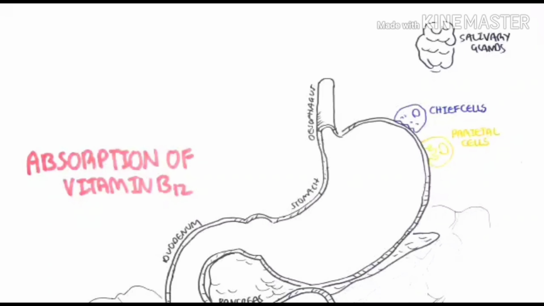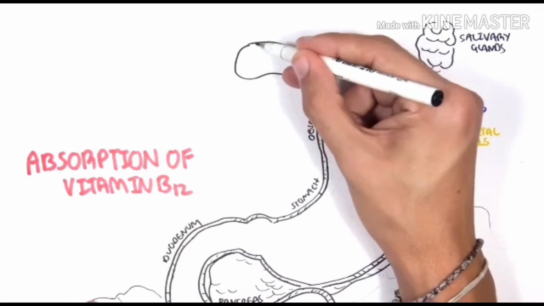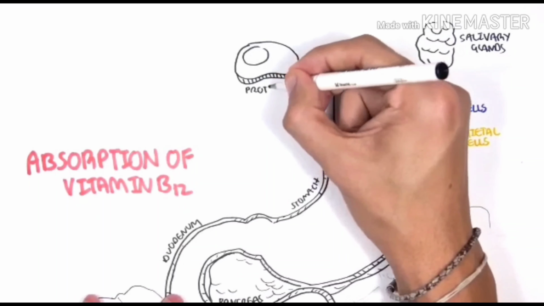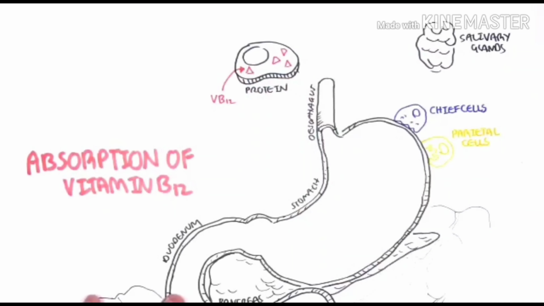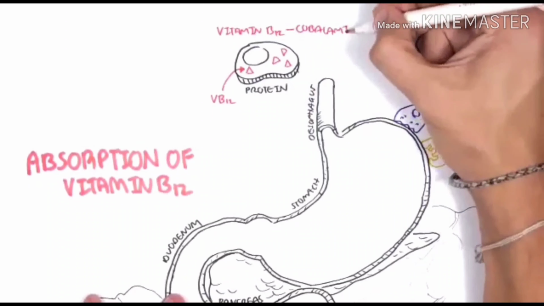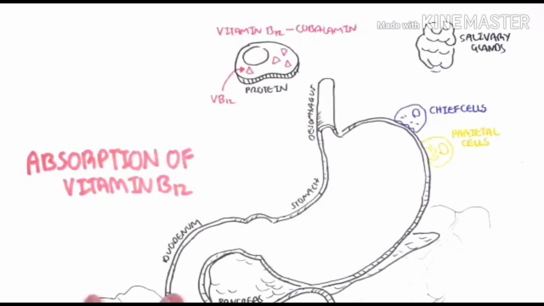The rich sources of vitamin B12 are eggs, milk, fish and also red meat. The red meat consists of protein and is also a rich source of vitamin B12, which is also called cyanocobalamin or methylcobalamin.